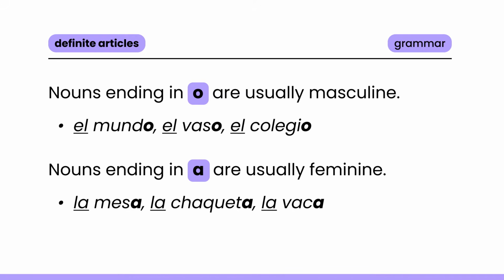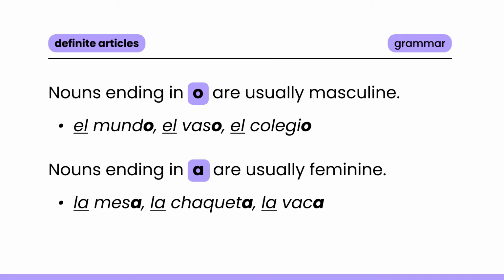And then nouns that end in a are usually feminine. So, la mesa, la chaqueta, la vaca. Now this is a general rule and it does not apply to all of the nouns. There are actually a lot of exceptions to this rule, and there are also a lot of words that end with the letter E. And for the letter E, there is actually not really a clear rule to use to kind of guess if a noun is masculine or feminine.